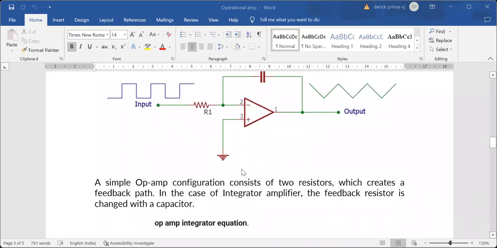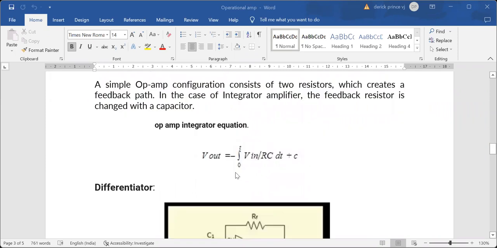A simple op-amp configuration consists of two resistors, which create a feedback path. In the case of the integrator amplifier, the feedback resistor is replaced with a capacitor. Normally we had a feedback resistor in the inverting and non-inverting op-amp, but here we have a capacitor circuit. The integrator equation is Vout equal to minus the integral from 0 to T of Vin dt divided by RC, plus C.